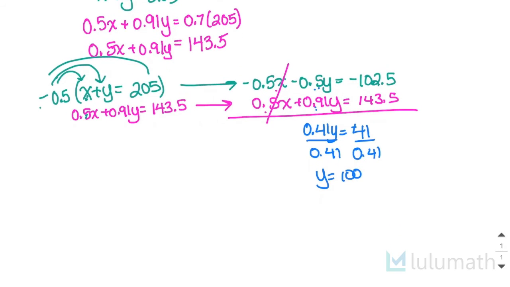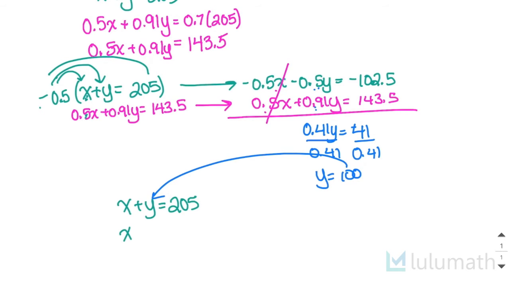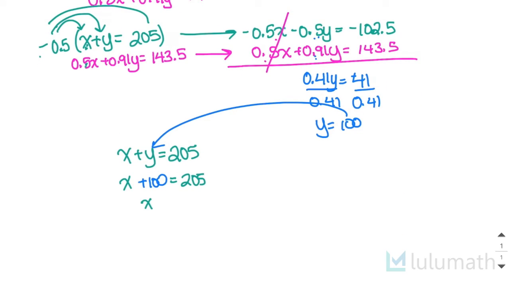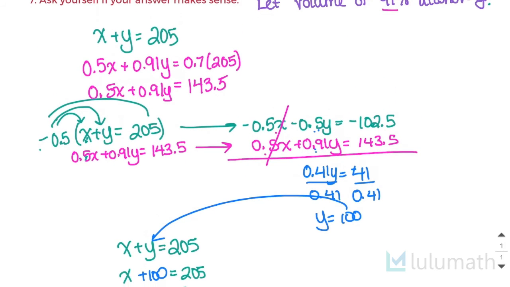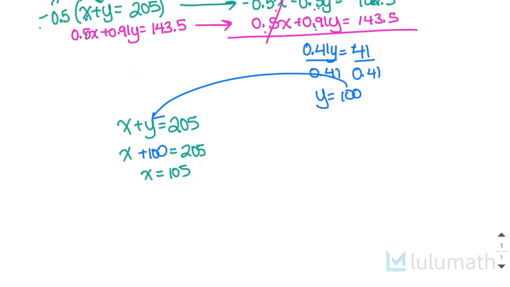Well, now that we know what y is, we can just plug that information back into any one of our equations. I'm going to use the green one because it's very simple, and I'm going to replace the y with this 100. So I'm going to say x plus 100 is equal to 205. Okay, subtract the 100 from both sides, and I get x equals 105. So I've completed step 6. I need to solve it. Let's go ahead and write our final conclusion.